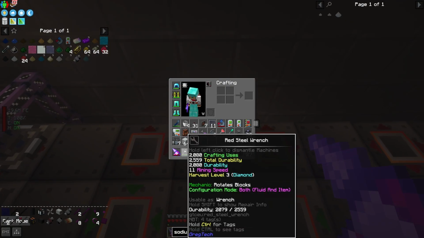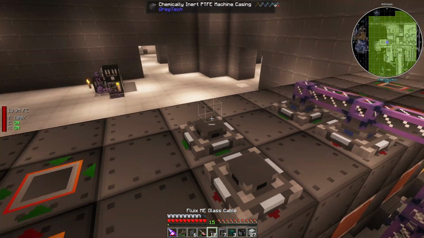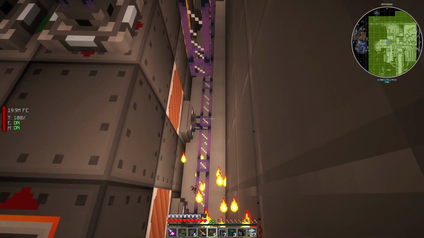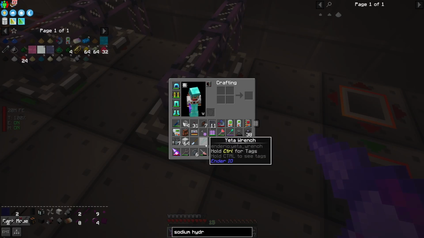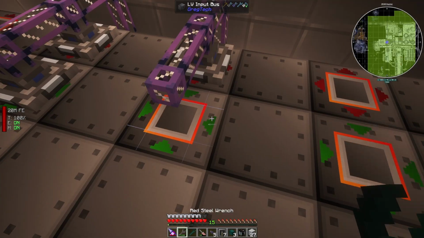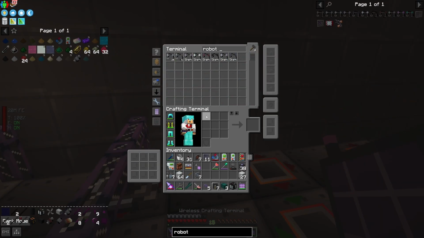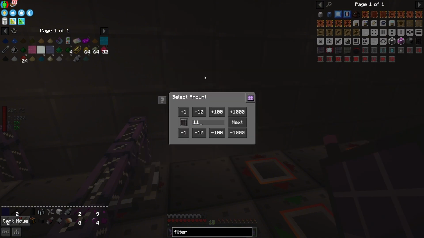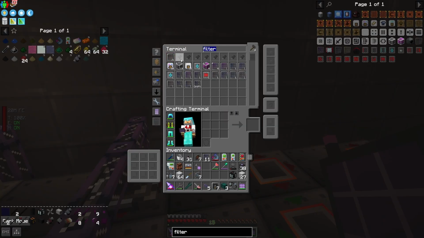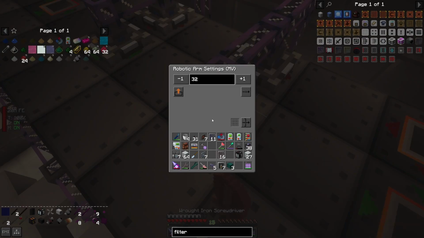Next. Boop, boop, boop, boop. There you go. Boop. Okay. So you know what I should probably do for this? Robot arm. Got so many goddamn filters that it makes it hard to find the craftable filter. All right. So in you go.